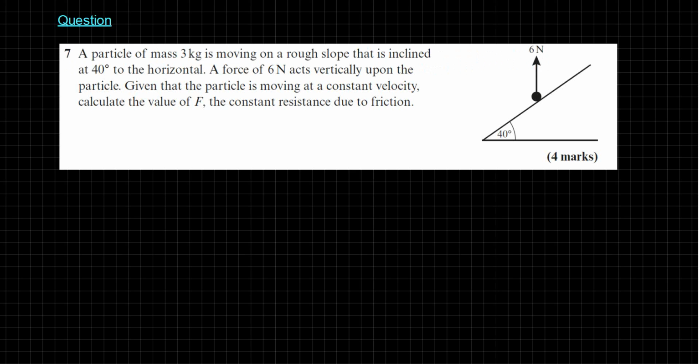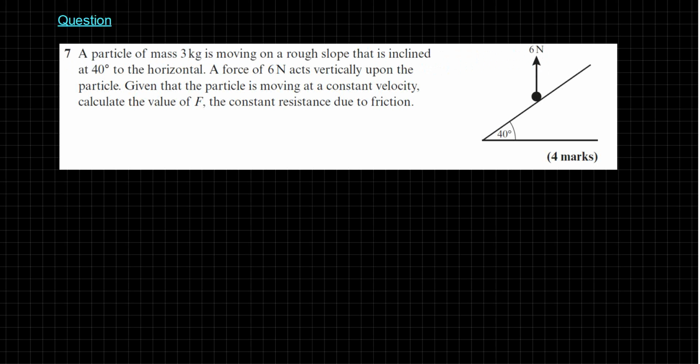Okay, next question. So, object on a slope, mystery force, acting completely vertically. You're going to have to divide that 6 newtons into components, presumably. So give that one a go. Pause the video now. Okay, and let's take a look at the answer.